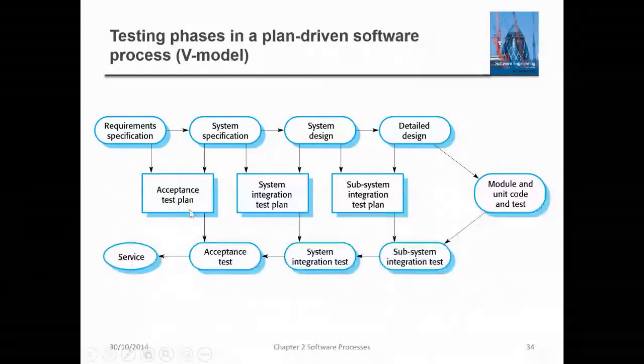Once the acceptance test plan and requirements are underway, then we can move on to system specification. As that system is specified, you can start writing a test plan for those system tests. How are all those pieces going to work as a system? Then once you get into the design, you can start writing test plans for those subsystems that are going to be part of the overall product.